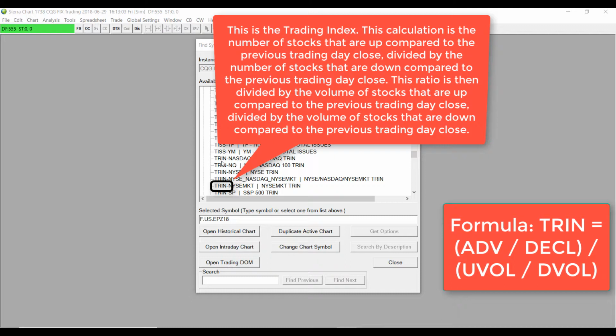This calculation is the number of stocks that are up compared to the previous trading day close, divided by the number of stocks that are down compared to the previous trading day close. This ratio is then divided by the volume of stocks that are up compared to the previous trading day close, divided by the volume of stocks that are down compared to the previous trading day close. I know that may sound a little tricky and confusing. I will be adding the formula in the annotation as well for this, so if you need to, just pause the video once again.